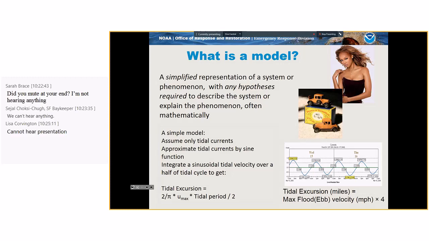Much more sophisticated model doesn't actually get you a better answer necessarily, and sometimes it even gets you a worse answer because there's uncertainty in all the inputs. So if there's uncertainty in all your inputs, the more inputs you have, the more uncertain the final result.